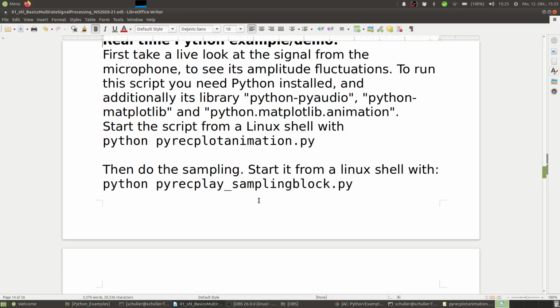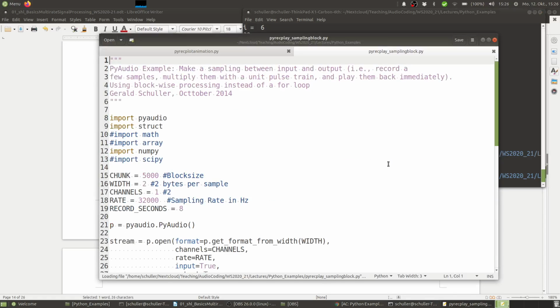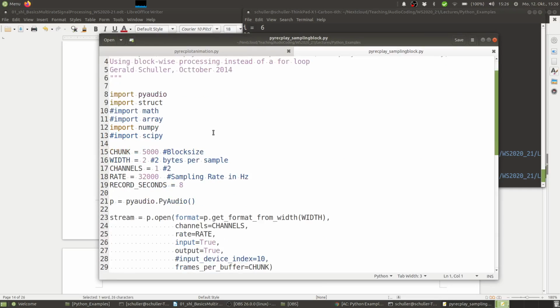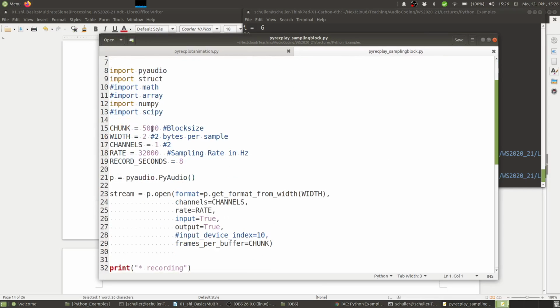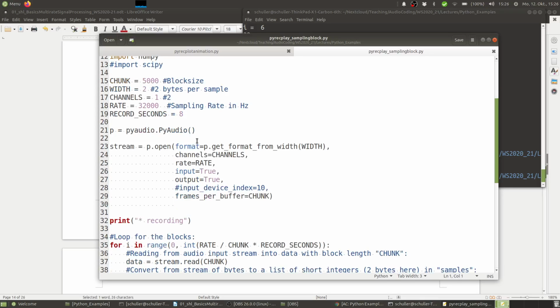Yeah. We can also do the sampling, and for that I have this program here, sampling block. This does the sampling. So let me first open it in the terminal shell. So observe here I'm in the terminal shell, not in IPython. So it starts basically the same. Here the block size is larger because I also play back to avoid a feedback. Here width is 2 bytes per sample, 16 bits. That's the usual. Mono, 32 samples per second as before, 8 seconds.